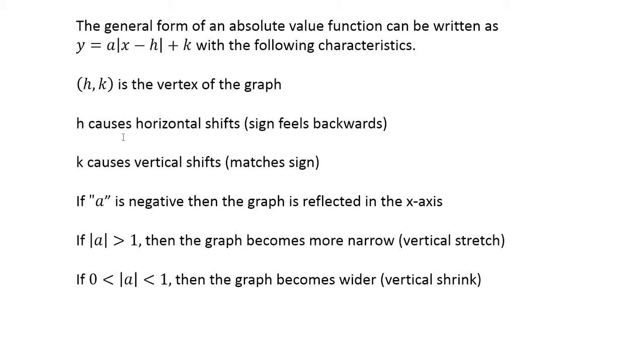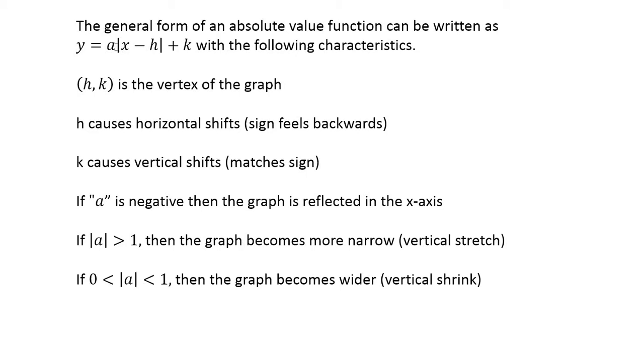Okay. H causes horizontal shifts, so inside there with the x, that causes right or left shifts, and the sign to that one feels backwards. We'll talk more about that. K, the number that's added or subtracted outside, causes vertical shifts, so up and down, and those match the sign that you see in the equation.